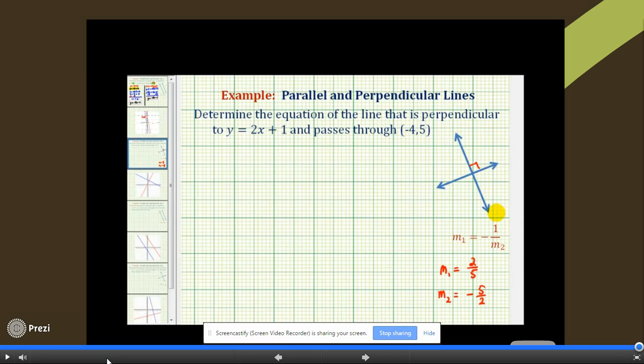Okay, so back to our problem. We want a line that is perpendicular to y equals 2x plus 1. Well, this line is in slope-intercept form, so we should recognize that the slope of this line is 2 over 1. Therefore, the slope of the perpendicular line would be the negative reciprocal of this. So for the slope of our line, we'll have to flip this over and change the sign. That would give us negative 1/2. Negative 1/2 is the negative reciprocal of 2 over 1. And then we know our line also passes through the point negative 4, 5.